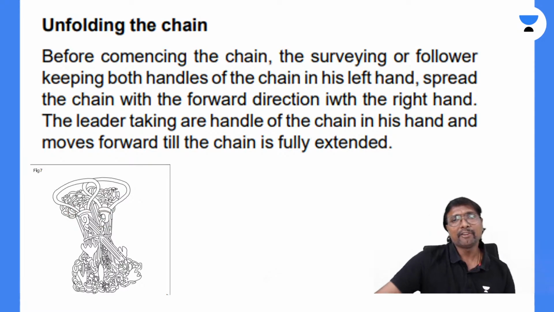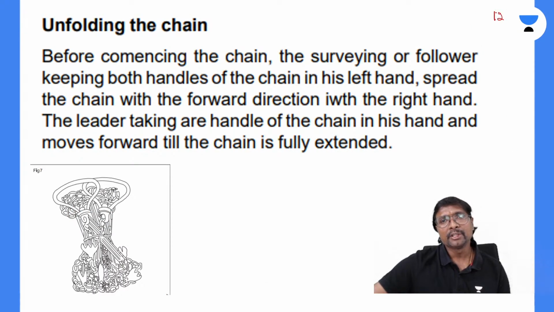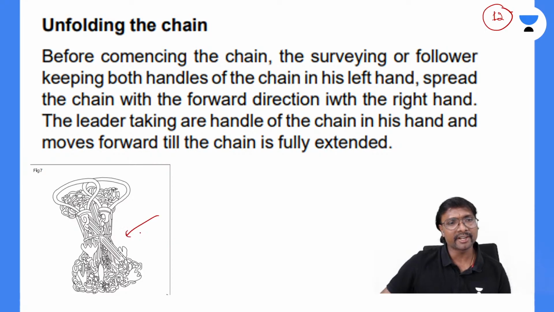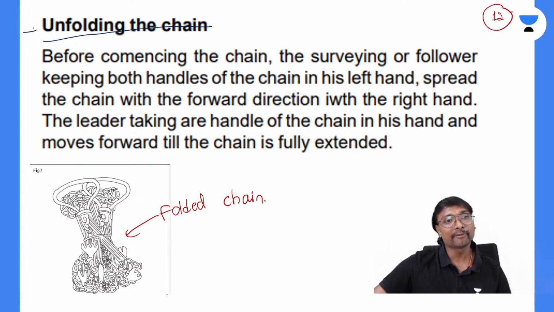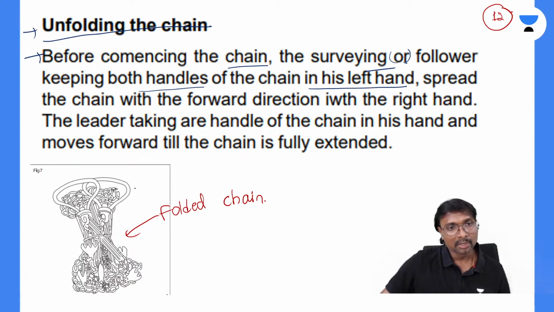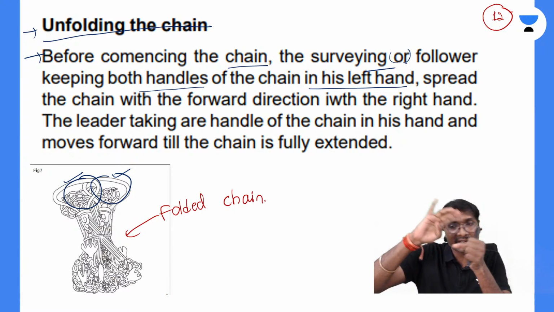So whenever you want to go for this kind of measurement, first this is your folded chain. Do we measure the distances using the folded chain, or do we have to unfold it definitely? We have to unfold it, remove the folding. So before commencing the chain, the surveyor or the follower keeps both handles of the chain in the left hand. This is one handle, this is one more handle. Both handles you keep in the left hand like this.